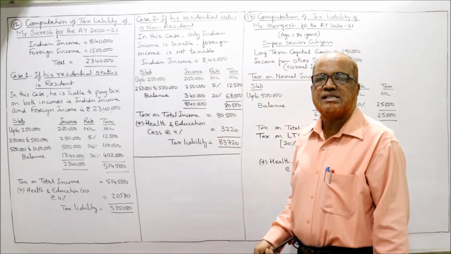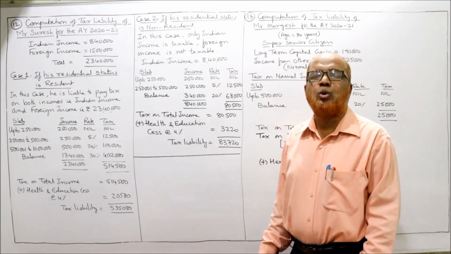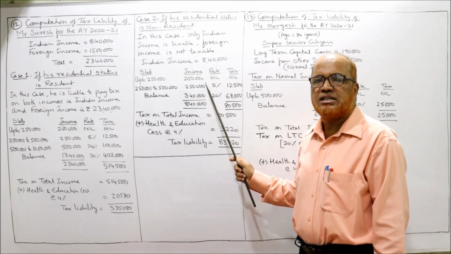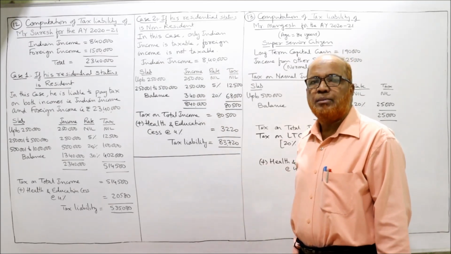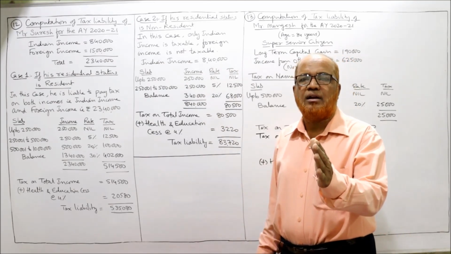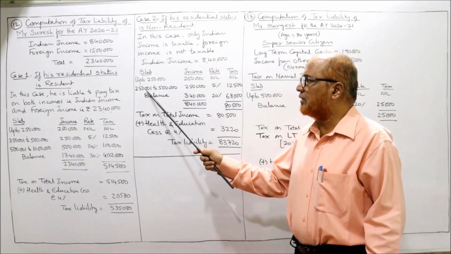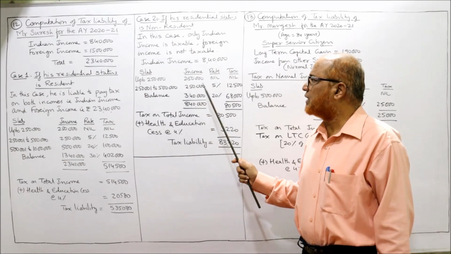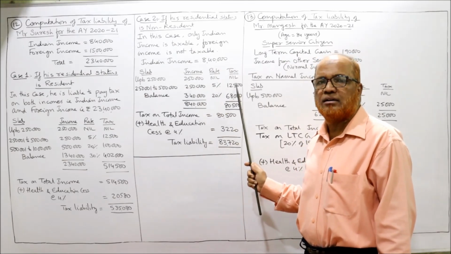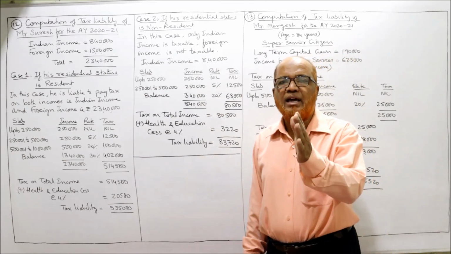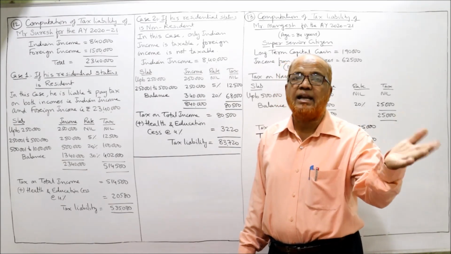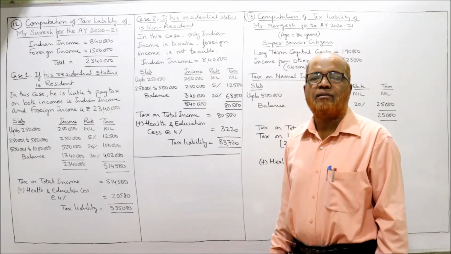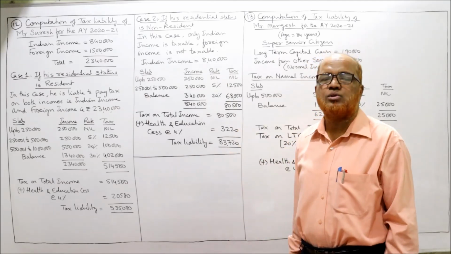Now again we apply the slab. First slab up to 2,50,000. Income 2,50,000. Rate nil, tax nil. Second slab 2,50,001 to 5 lakh. The income is 2,50,000. Rate of tax is 5%, 12,500. The third slab is 5 lakh 1 to 10 lakhs, but our income is not going up to 10 lakhs. Our income is at 8 lakh 40,000 only.